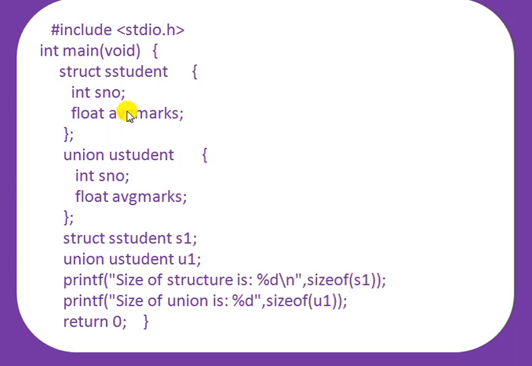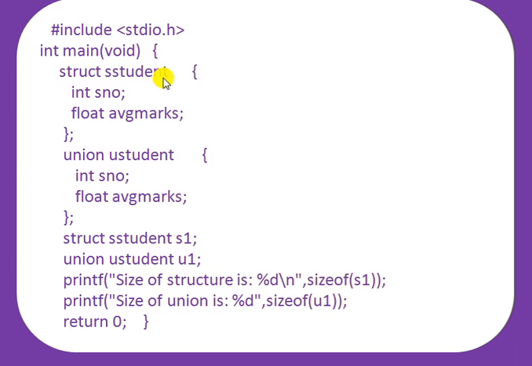So this is the structure declaration, this is the union declaration, you know. But you have to know, after declaring a structure, you cannot directly access the structure members or union members. If you want to access the members of the structure, you have to create a structure variable.